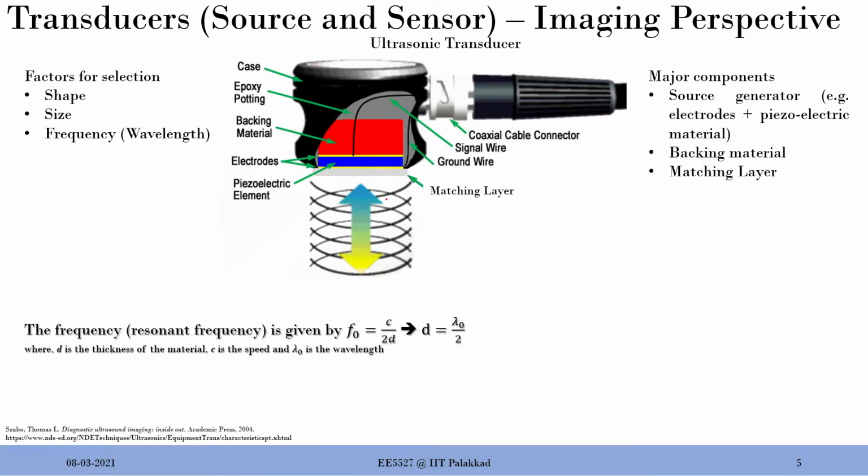Now coming back to the frequency aspect. This is very important. The resonant frequency, the frequency of the wave that is going to get generated by the transducer, is determined by the thickness of the transducer, in this case the thickness between the electrodes. And it is given by c by 2d. I will come to the derivation. It's not a super difficult derivation. I will try to explain it to you. d is the thickness of the material. c is the speed. Okay, very, very important.